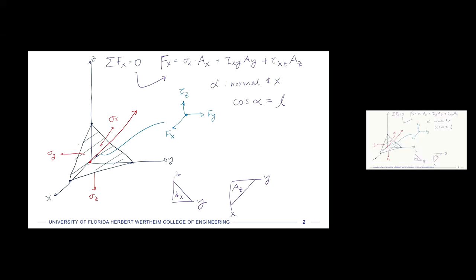And then we're going to do the same for the other directions. So between the surface normal and the y-axis was beta. So cosine beta, we're going to call M. So we're going to have L, M, and N for the different axes.